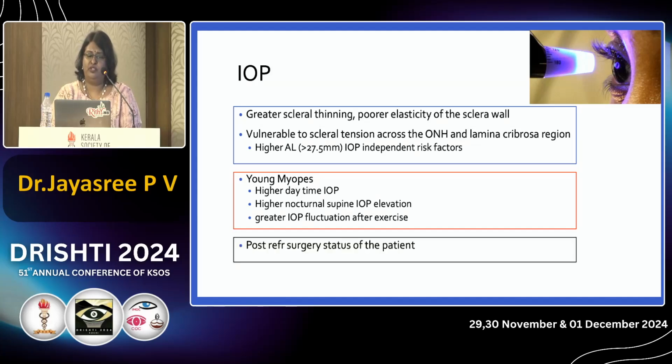And what about the post-refractive status of the patient? Most patients nowadays with myopia have undergone refractive surgery. You have to ask the history of refractive surgery and look at corneal thickness. And this is not sufficient. You have to look at the elasticity, the hysteresis of the patient.